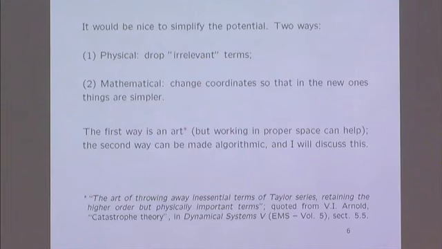So what is the idea? The idea is that it would be nice to be able to simplify the potential somehow. How can we simplify the potential? There are two ways. One is to find a different potential which has the same physical properties. The other is to express the same potential in different coordinates. So the first way, I would say, is a physical way to drop the irrelevant terms, which should not be confused with what is irrelevant in the renormalization group approach.